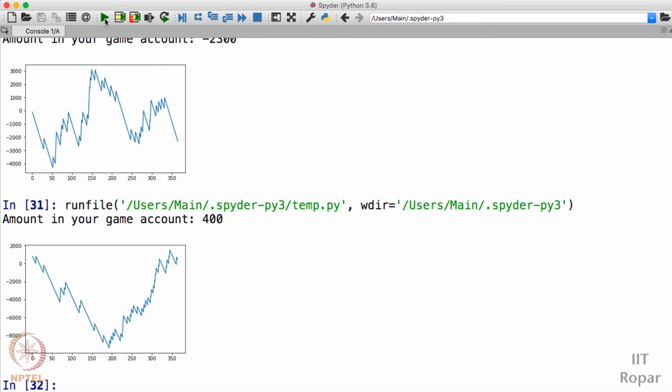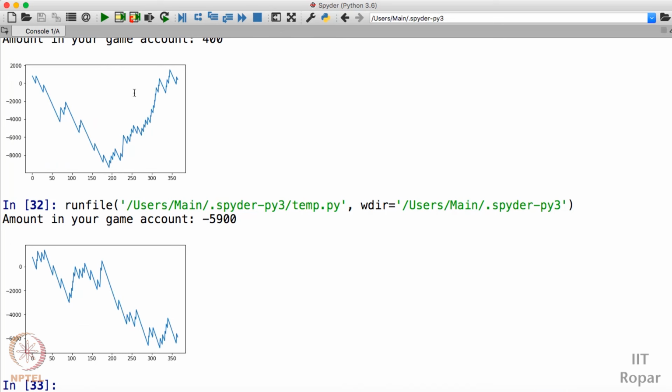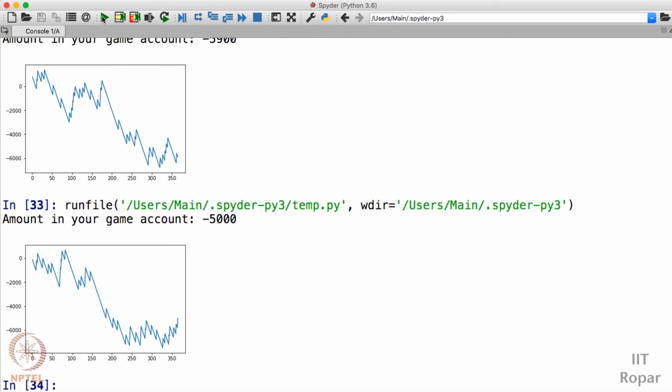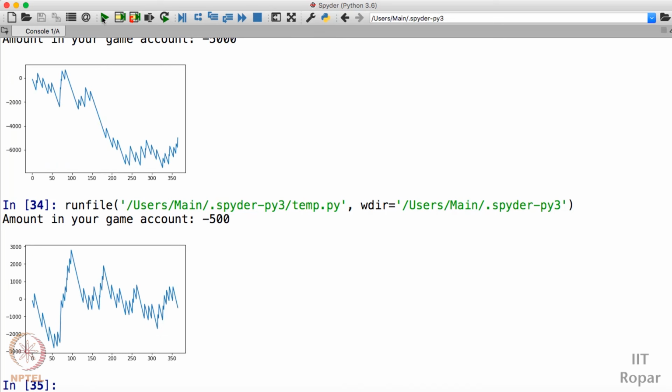I run once more. This time I won. I run once more. This time there is a loss again. See, there is a lot of loss. I had run it probably 6 times, and just once I had won, that is, just once I had a net profit. Most of the time the net profit or loss I gain out of the game is a loss.